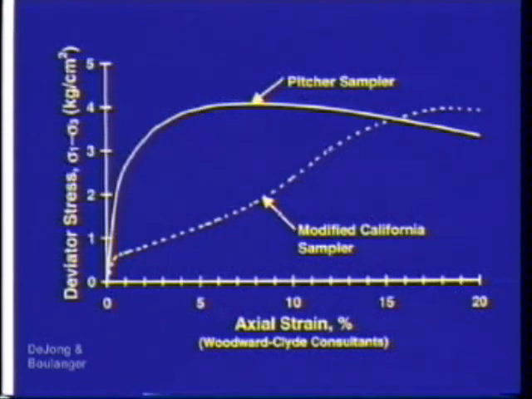This graph illustrates the stress-strain behavior of 2 samples of the same very stiff clay from Oakland, California. One obtained using a pitcher sampler, and the other obtained using a modified California split-spoon sampler. The severe disturbance caused by the split-spoon sampler is illustrated by the dramatically distorted and softened stress-strain behavior, as compared to the more reasonable behavior for the pitcher sample. More importantly, it must be realized that the pitcher sample is also disturbed, and its stiffness is also likely to be considerably less than the in situ stiffness.